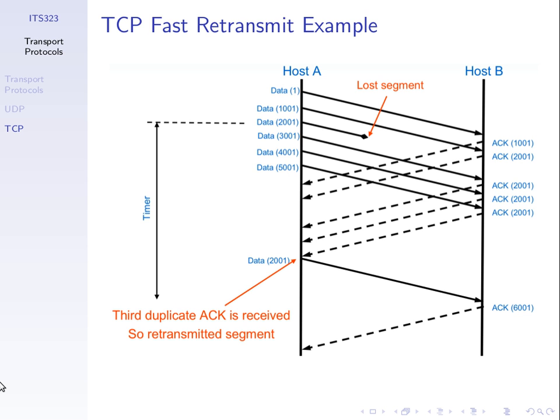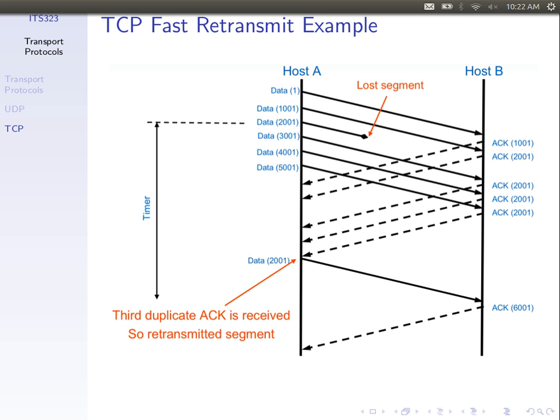A couple of minutes for questions. Yep. Why does it have to wait for the third duplicate ACK? Why can't it just wait for the first one? Okay, so why wait for the 3rd duplicate ACK? Good point. Why not wait for the 1st and retransmit, or the 2nd, or the 4th?